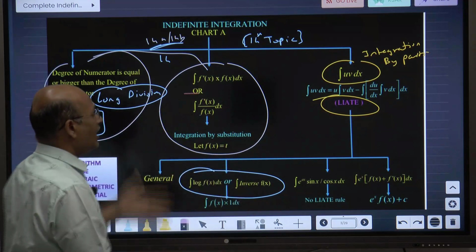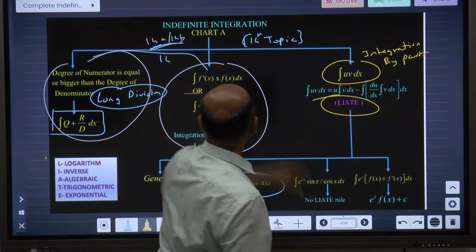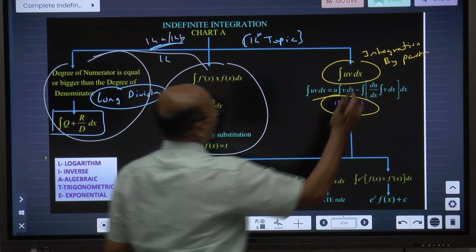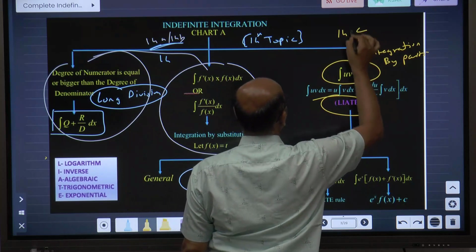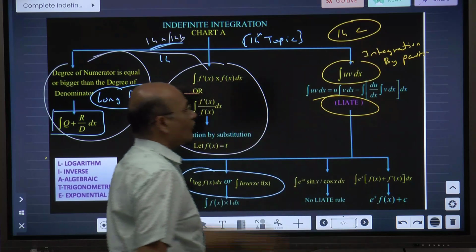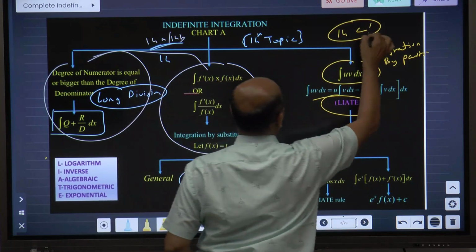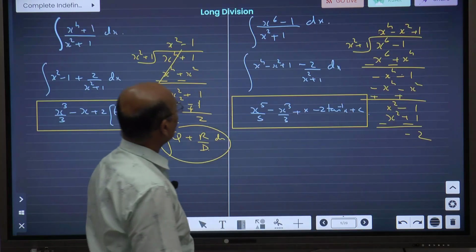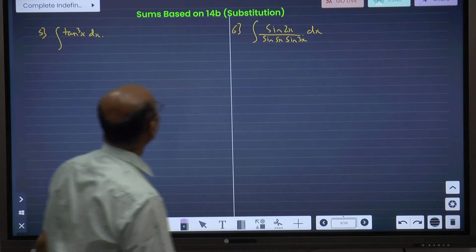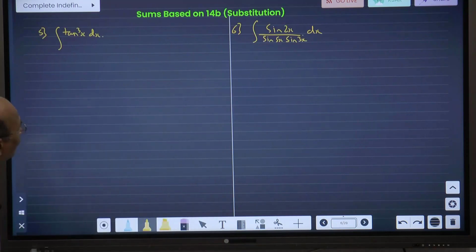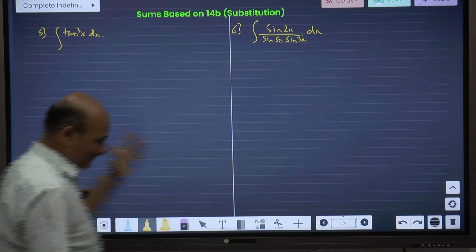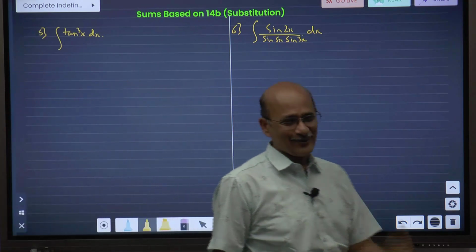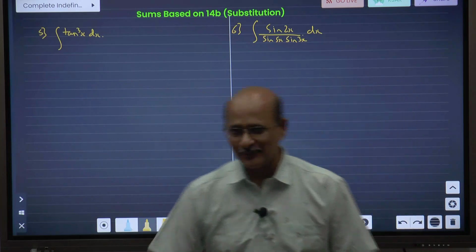So let us see now. I'm talking about the next one. So 14ab is over. So I believe now we are talking about the 14c exercise. Okay, 14c and d. Hopefully I'll check it as we go on. So let us see the 14c question. That is, I believe, sums based on 14b. 14b is still there. That means my substitution has not ended. I'm sorry for it, but let us go ahead with the substitution technique now.